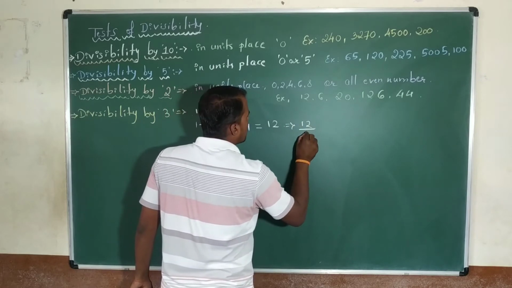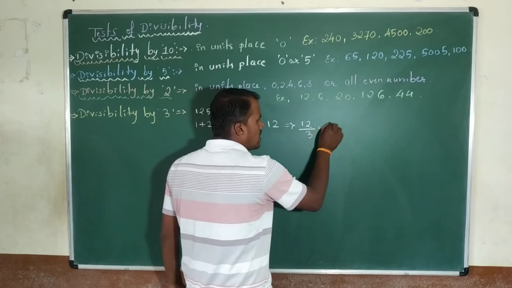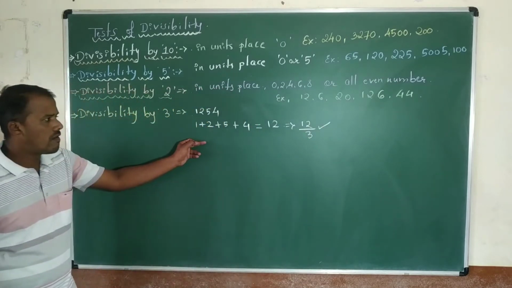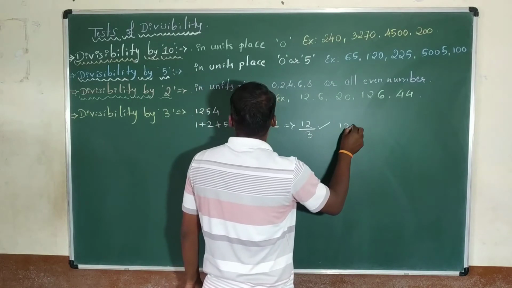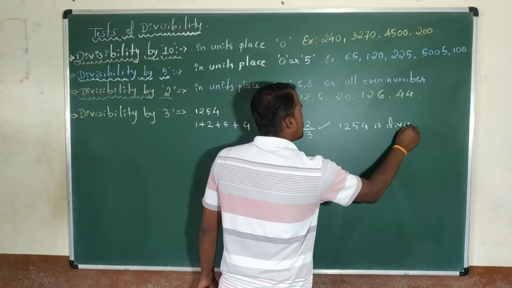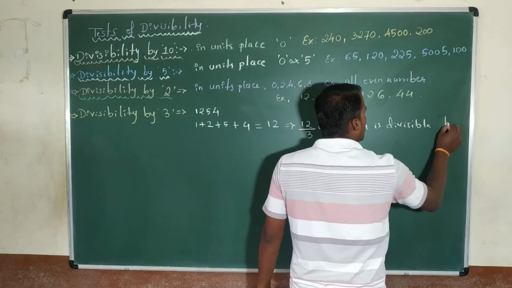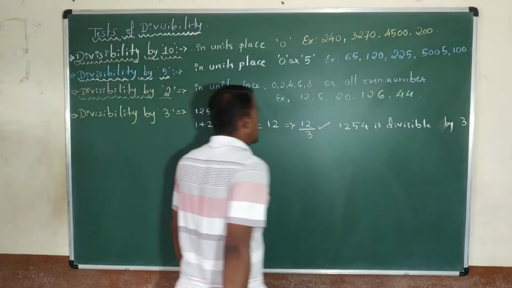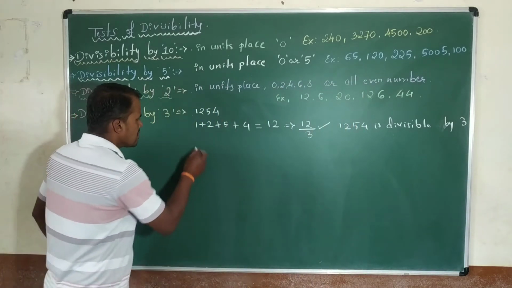You have to check here. If 12 divides by 3, then the number is divisible by 3. Therefore, 1254 is divisible by 3. Okay. In the same way, check one more example.